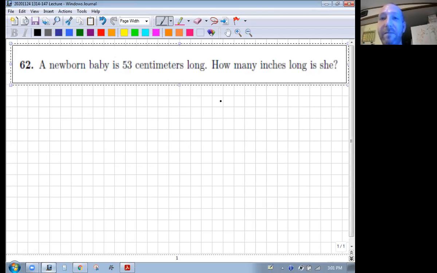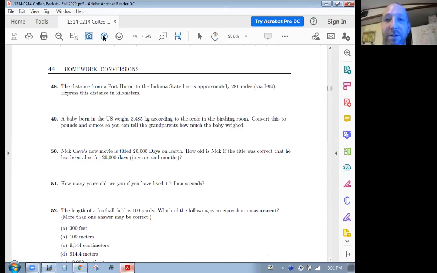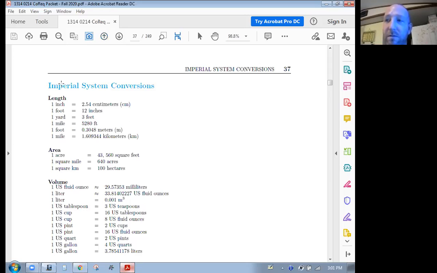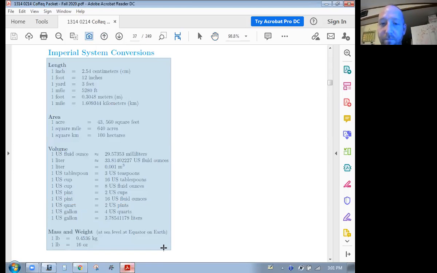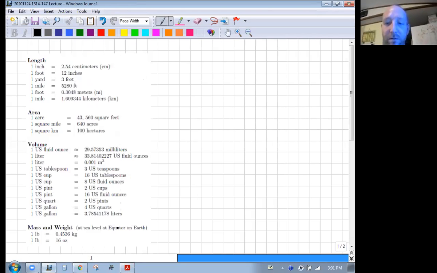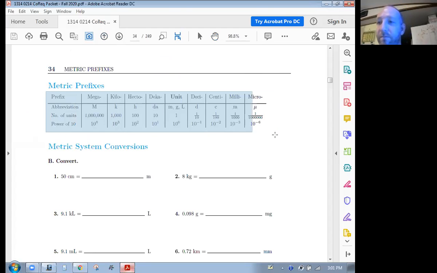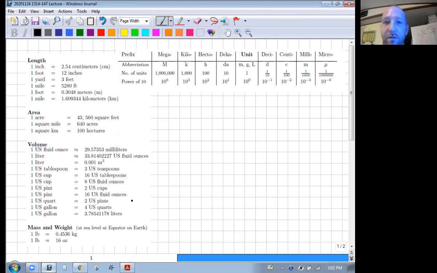So, newborn baby. It's 53 centimeters long. How many inches long is she? Well, let's find our conversion tables. Let's see, here's one. And here's the other. So we're looking at centimeters to inches. 2.54 centimeters make an inch.